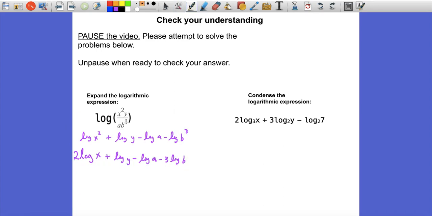Okay. Next, now we're condensing. We're working backwards. So when we're condensing, we want to start with the power rule. So we bring the coefficients back up there. So I've got log base 3 of x squared plus log base 2 of y to the 3rd power minus log base 2 of 7.